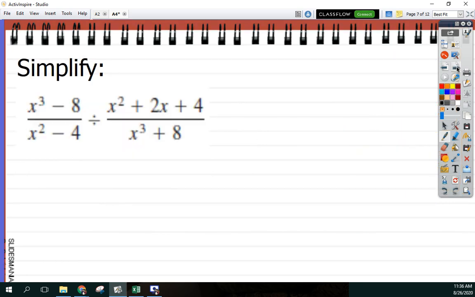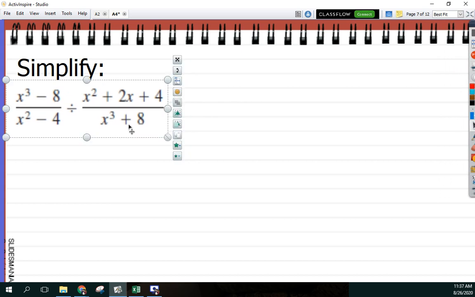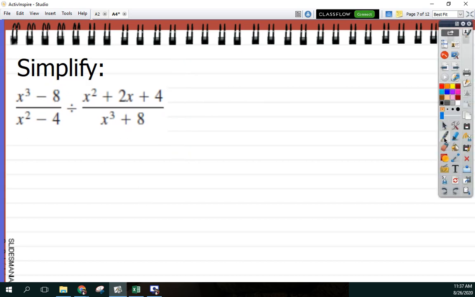Next up, we have division. So division is going to be very similar to our multiplication. So hopefully we recall that we can rewrite division as a multiplication problem. And so that's going to be our first step when looking at a rational division problem.